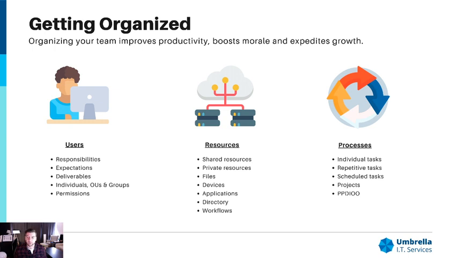The next thing that we're going to talk about really quickly is the resources. So again, looking at the individuals, organizational units, and groups, you're going to need specific shared resources for those three categories. You're going to need private resources for those three categories. You're going to need files for those three categories. They're going to need specific devices. They're going to need access to applications. They're going to need access to contact directories. They're going to need to follow specific workflows to accomplish their responsibilities and deliverables.